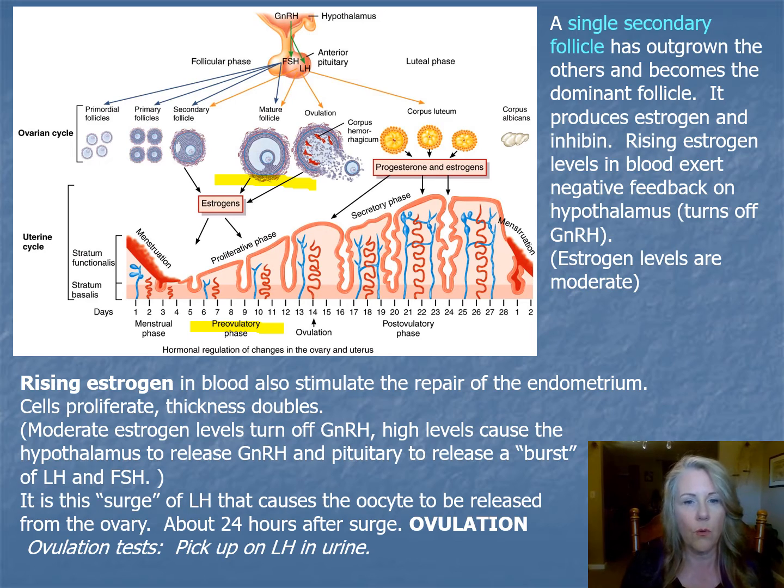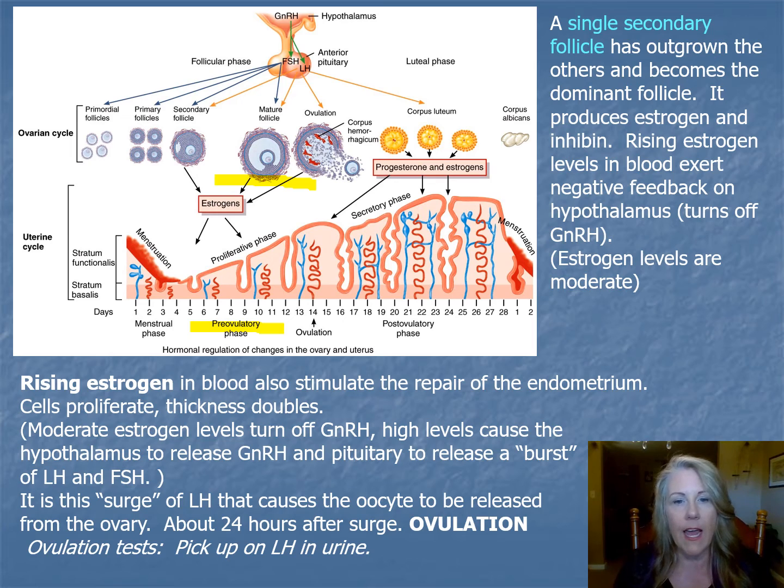Okay, so now we know what's going on in the ovaries. Now let's flip down and take a look at what's going on in the uterus. This rising level of estrogen in the blood also stimulates the repair of the endometrium. So we start adding more and more to the endometrium. The cells proliferate, the thickness doubles.